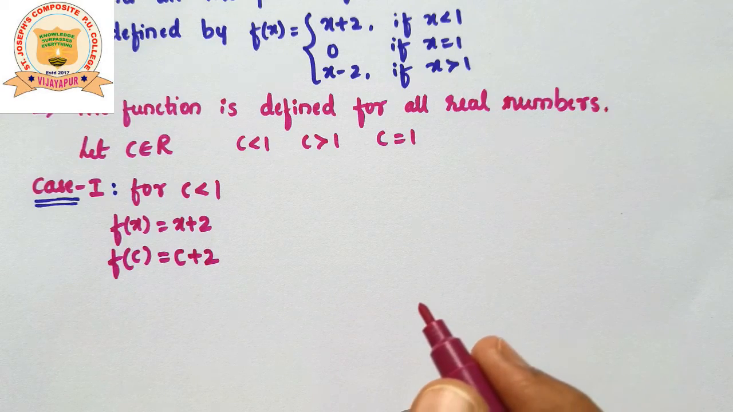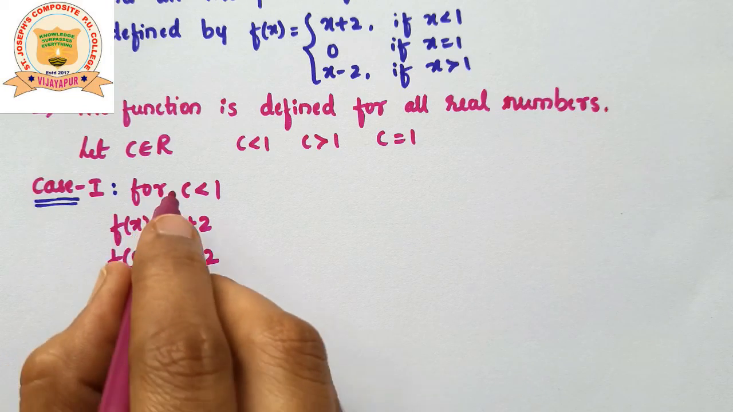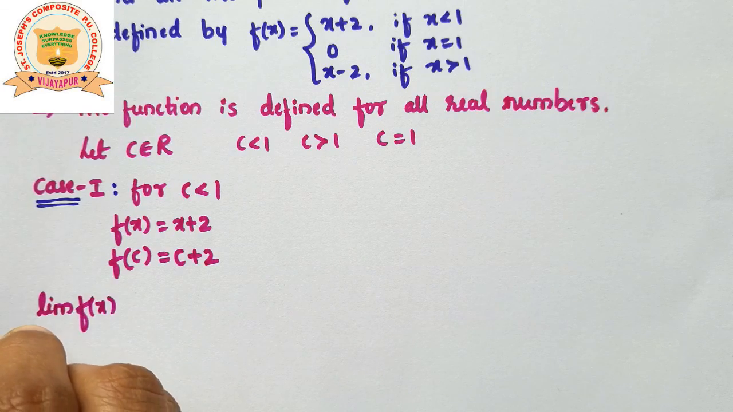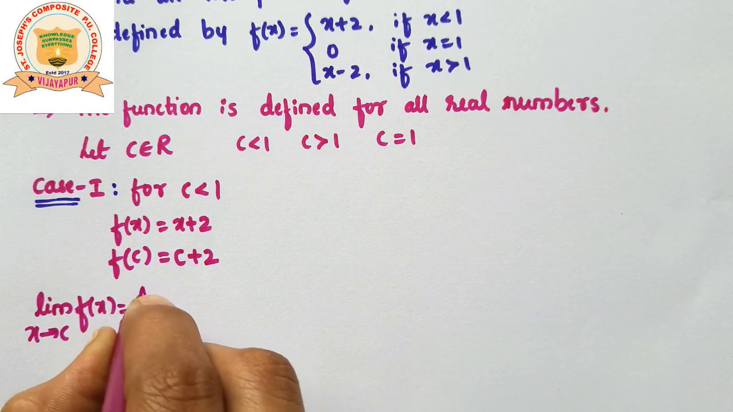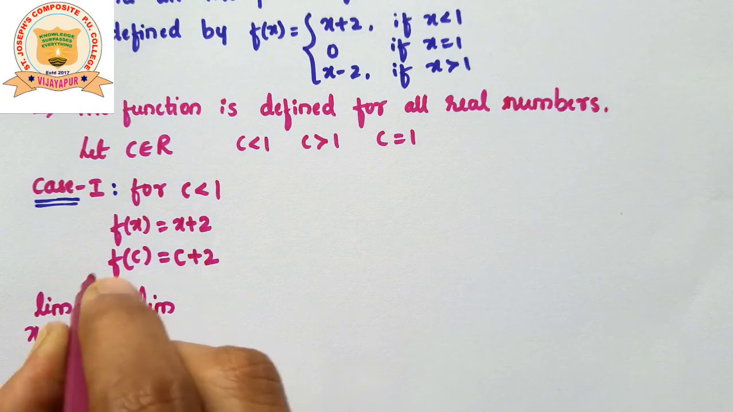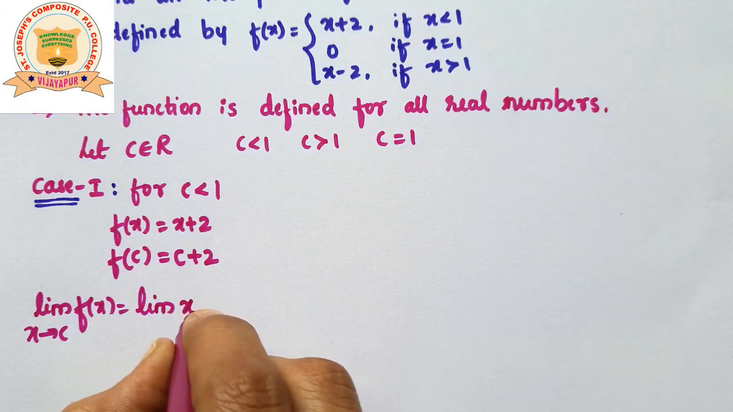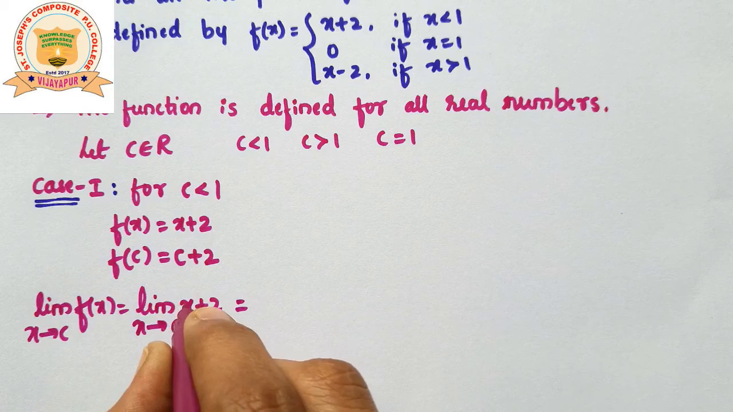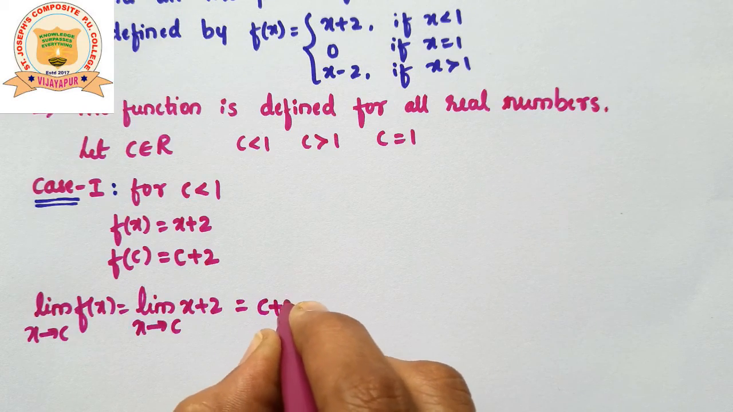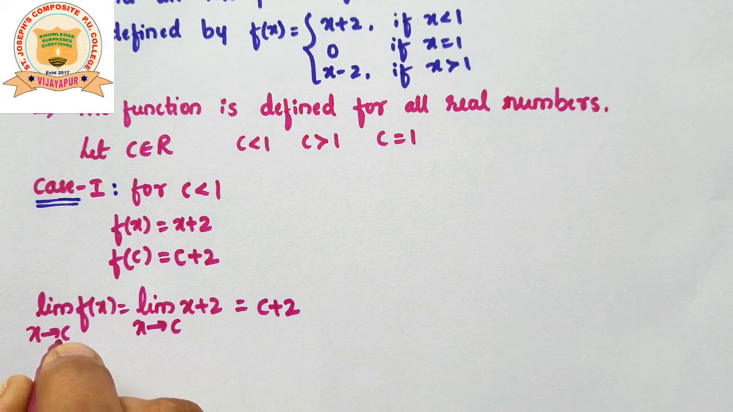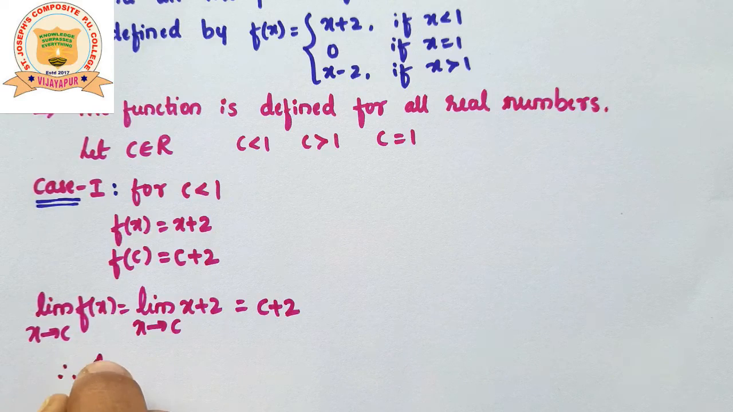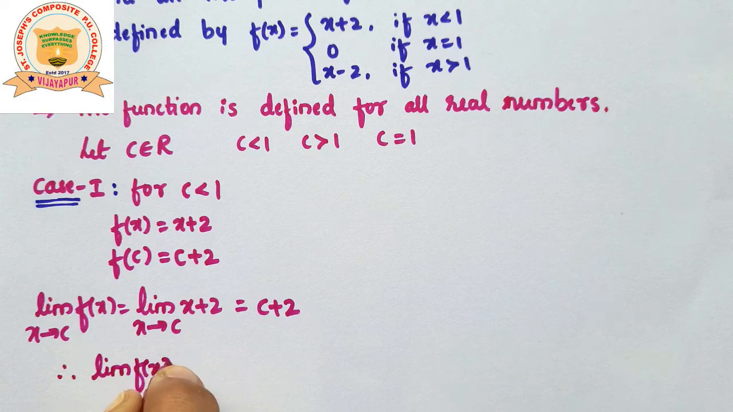Then we have to find the limit of the function as x tends to c. Limit of f of x as x tends to c is equal to limit of, what is the f of x value for less than 1? Its value is x plus 2 as x tends to c. If you substitute c in place of x, you will get c plus 2. Limit of f of x as x tends to c is equal to c plus 2, as well as f of c is also c plus 2. Therefore, limit of f of x as x tends to c is equal to f of c.